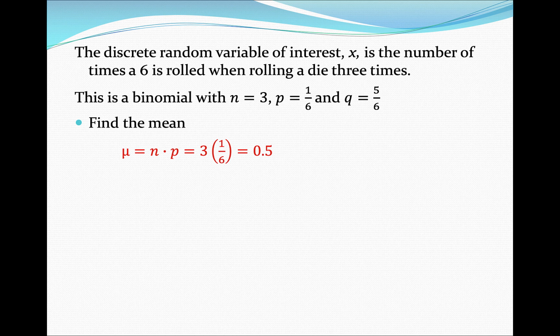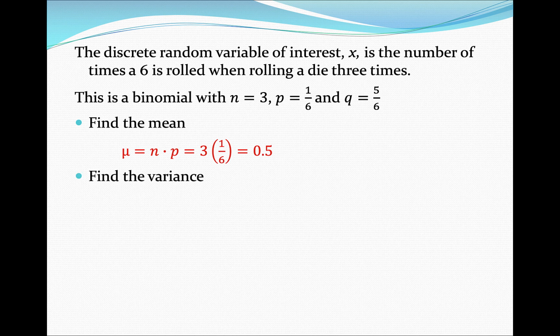If you remember before, we also got a mean of 0.5, but it took way more work than just taking 3 times 1/6 to get that mean. Again, this is the benefit of knowing that we have a binomial distribution. We can use these shortcuts.